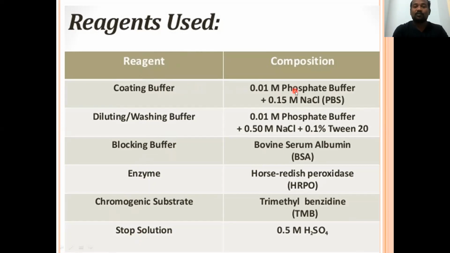The composition of the buffers: coating buffer is phosphate buffer and NaCl; phosphate plus NaCl plus Tween 20 is the washing buffer. The blocking buffer or blocking agent is the bovine serum albumin. The enzyme is normally horseradish peroxidase. The chromogenic substrate is tetramethylbenzidine. The stopping solution is 0.5 M H2SO4.